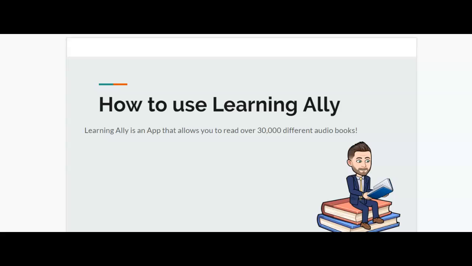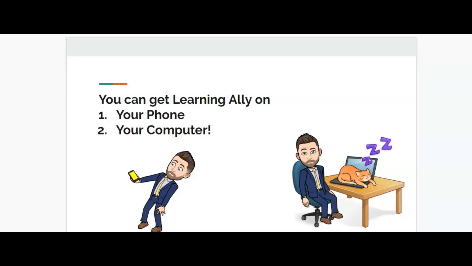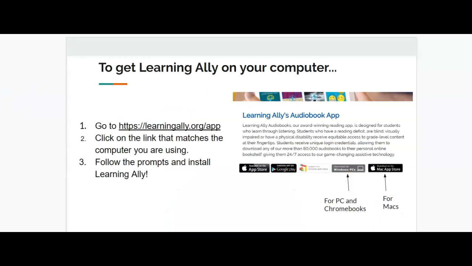The first thing that we need to do is download the app. You can get the Learning Ally app on your phone and on your computer. I have it on both and I recommend getting it on both. I'm going to go through how to download Learning Ally on both your phone and computer step by step to make sure that everyone does it correctly so that we're set up for the fantasy unit going forward.